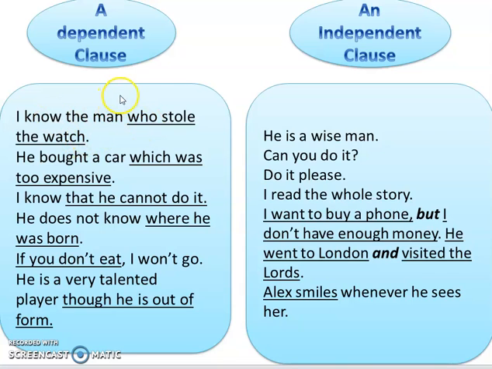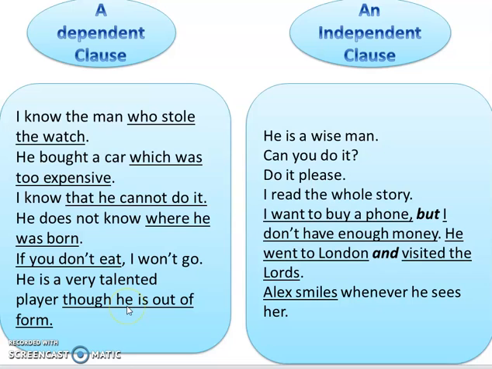So, "I know the man who stole the watch." Who, in this part of the sentence, is the subject. It's replacing the man. Stole is the verb. It contains the subject and the verb. It gives extra information to the whole sentence. It cannot stand alone in the sentence, so we call it a dependent clause.